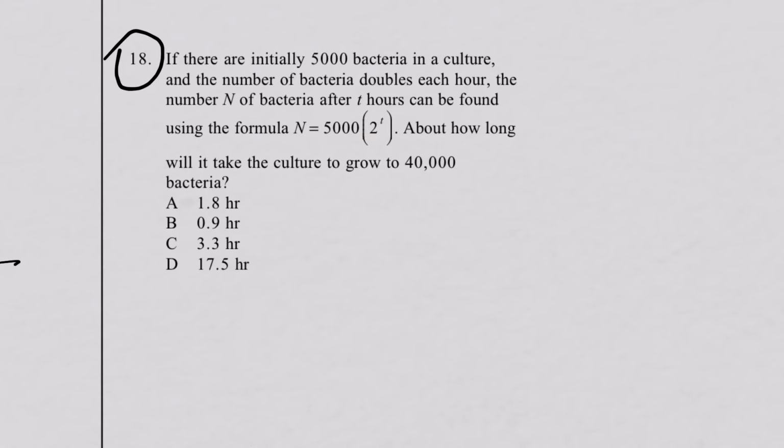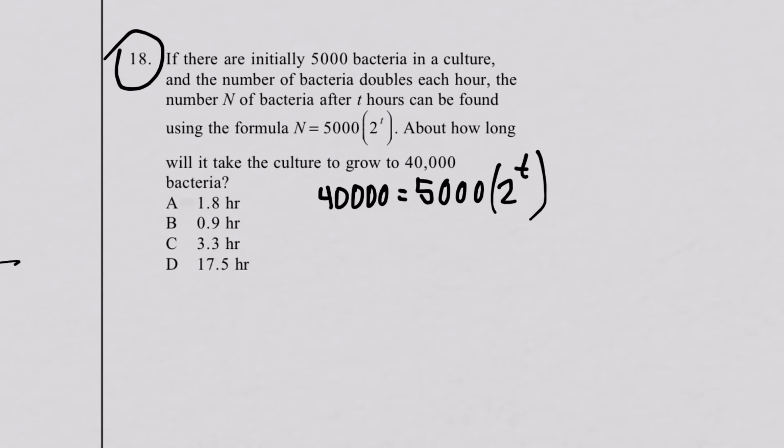All right, so let's solve this. What I'm going to do is use the formula that they gave me. Plug in 40,000, not for t, right? This does not stand for hours. It stands for the number of bacteria. So I'm going to plug it in right there. So it'll look like this. 40,000 equals 5,000 times 2 to the power of t. And that's what I'm about to solve.